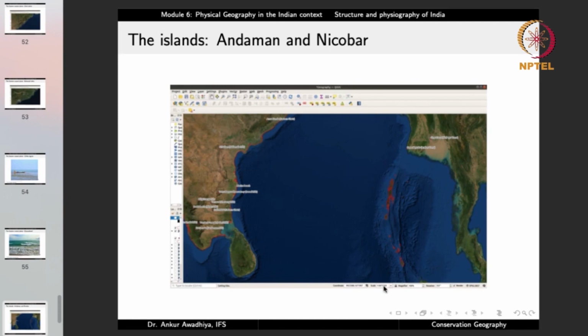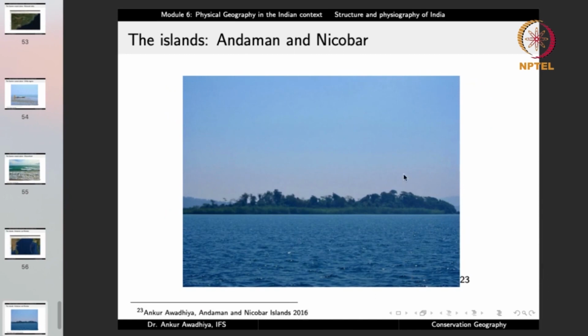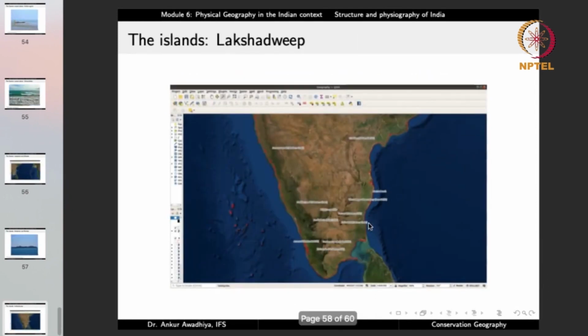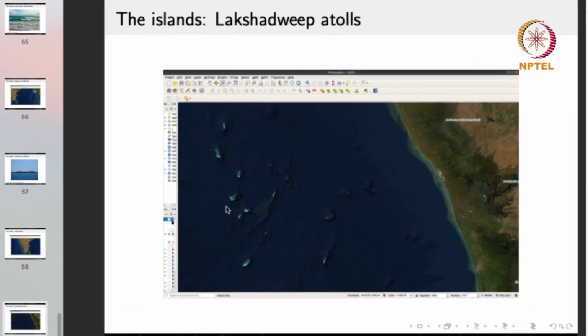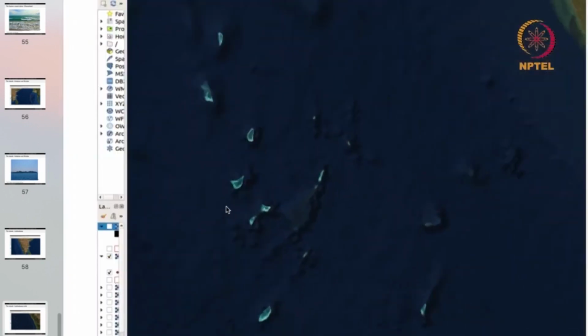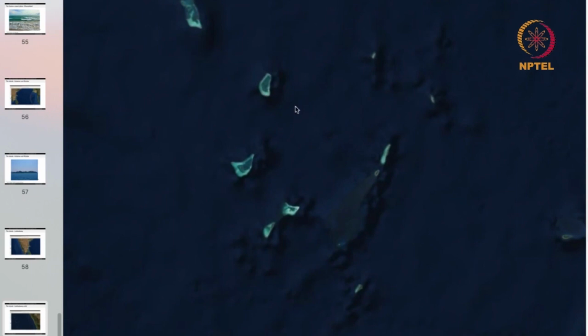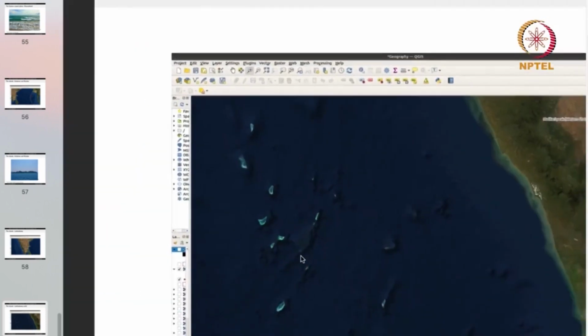So we have the Andaman and Nicobar Islands, and this is an image from the Andaman and Nicobar Islands, and we also have the Lakshadweep Islands, which are made up of a large number of atolls. So primarily the activity that has made the Lakshadweep Islands is the coral activity. So they are biological in origin for a large part.